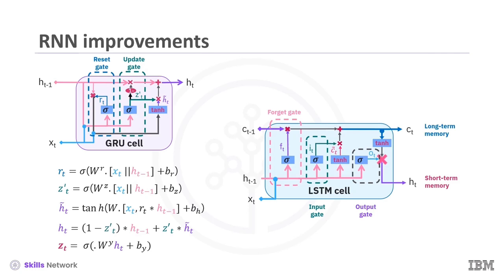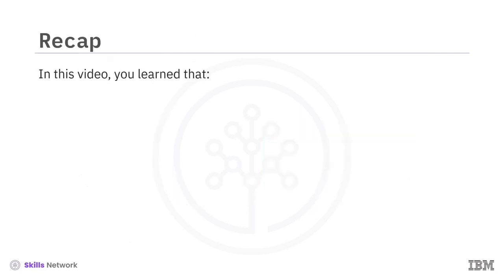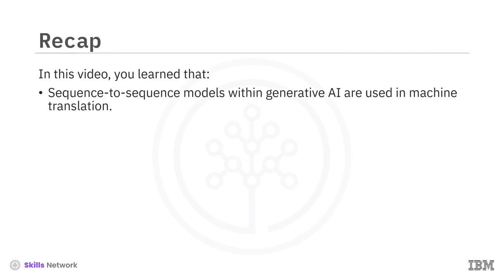Let's now recap what you learned. In this video, you learned that sequence-to-sequence models within generative AI are used in machine translation, such as converting English phrases into French.